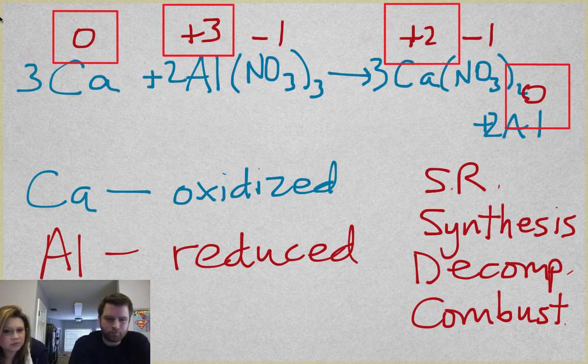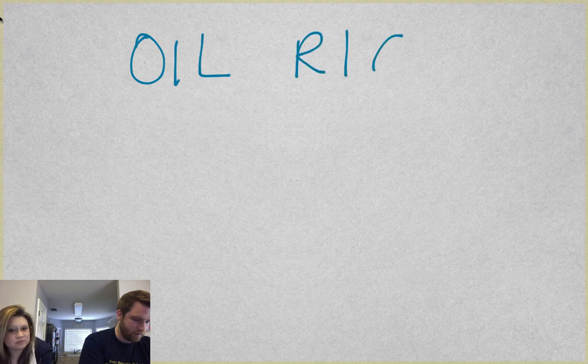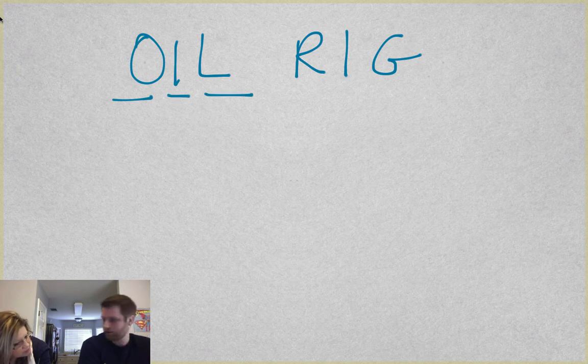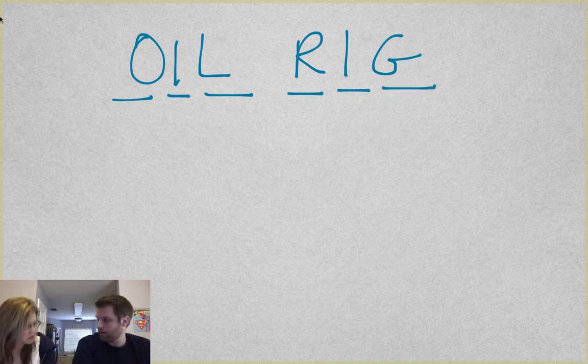So what's the acronym to remember? Now the fun part, right? I know two of them. So we have OIL RIG, which is: oxidation is loss of electrons, reduction is gain of electrons.